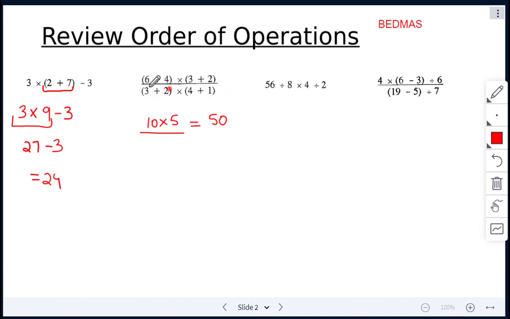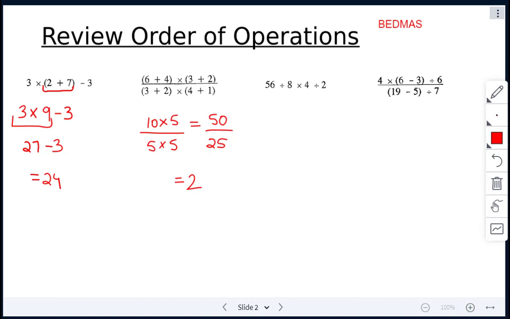So let's take a look at our bottom portion. So 3 plus 2 is 5. And then it's times 4 plus 1 in the brackets, which is also 5. All right, so my denominator, or my bottom portion, is 25. All right, so it looks like 50 over 25, which also means 50 divided by 25. Also, you can reduce fractions if you remember how to reduce fractions. All right, but 50 divided by 25, your answer will be 2.